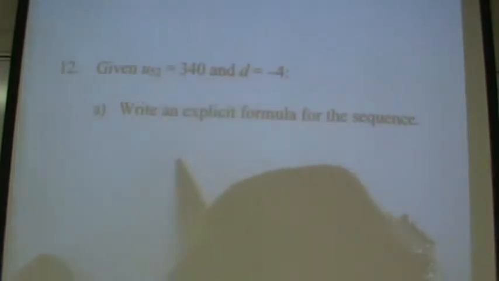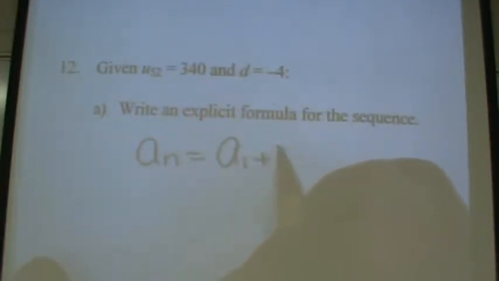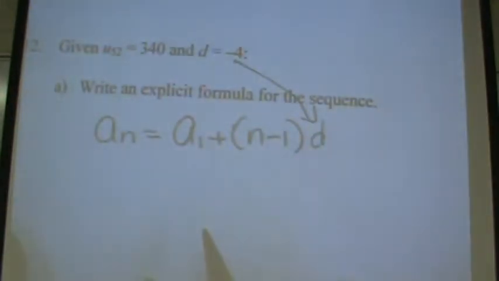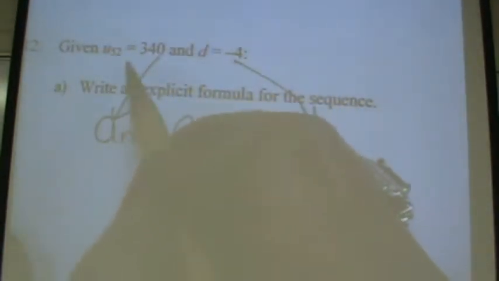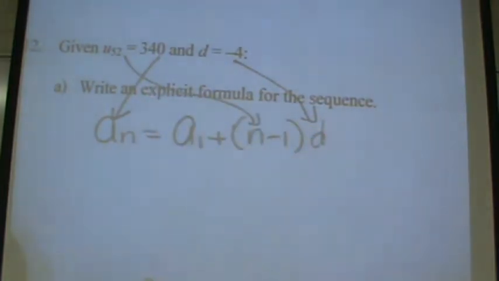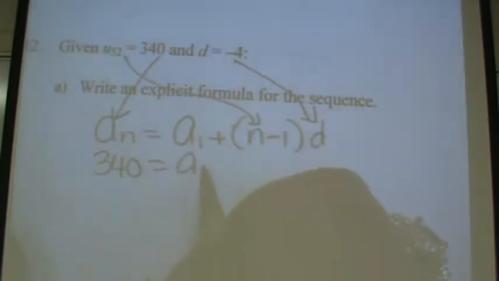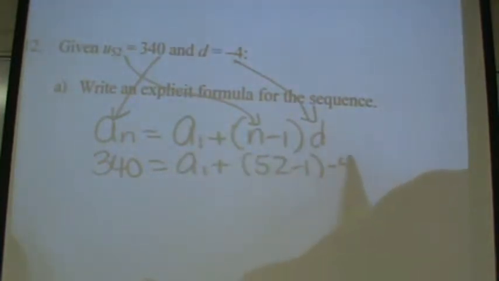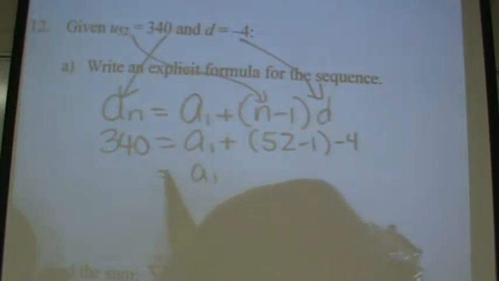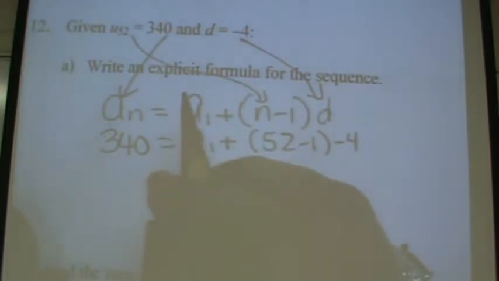So what you're going to do is go a sub n, okay, use that formula. You're going to plug this in here, negative 4, put 340 here and 52 here. So 340 equals a sub 1 plus 52 minus 1 times negative 4. Find the first term, and you should get 544.